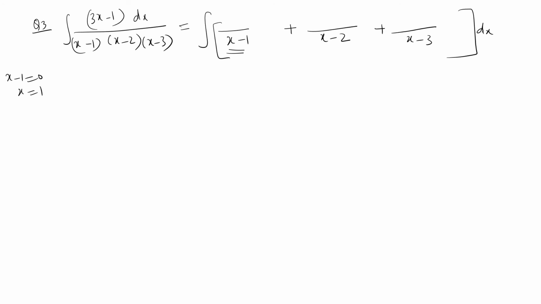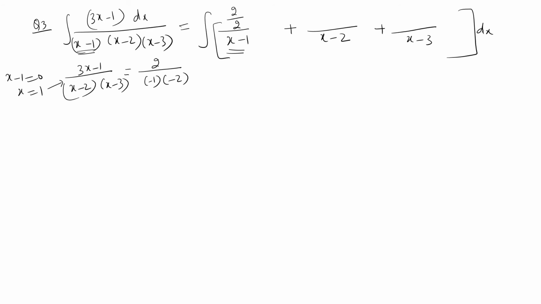I will put it here in this expression except the term which will be reduced to 0 and make this expression as infinity. That means I'll put x equal to 1 in (3x minus 1) upon (x minus 2) into (x minus 3). So what will it give me? It will give me 3 minus 1 is 2, and the denominator is 1 minus 2 is minus 1 and 1 minus 3 is minus 2. So it is 2 upon 2.